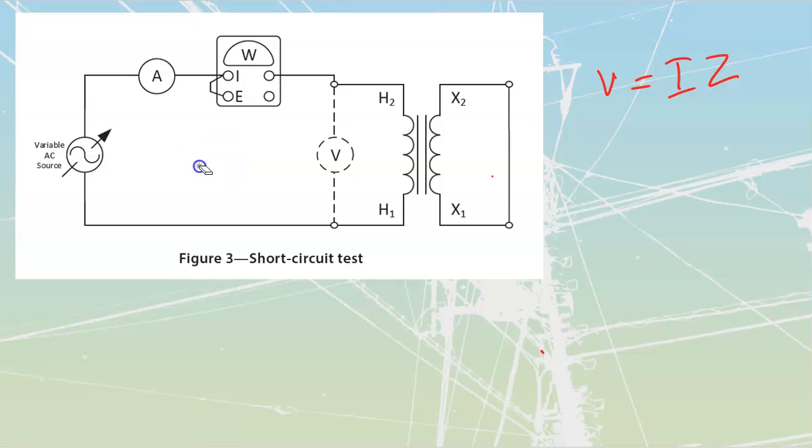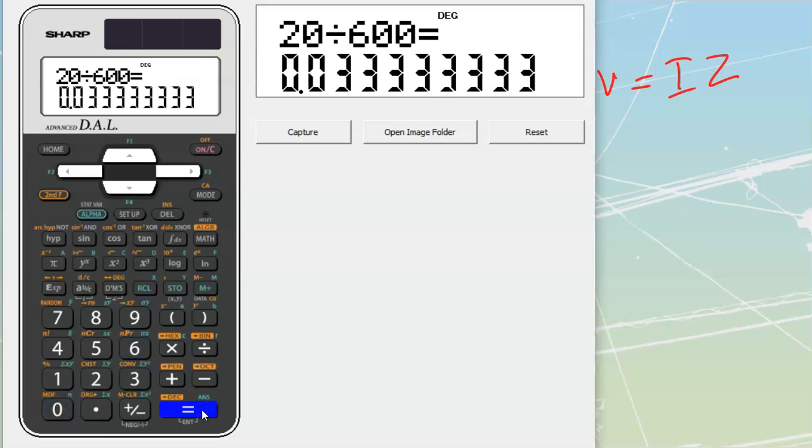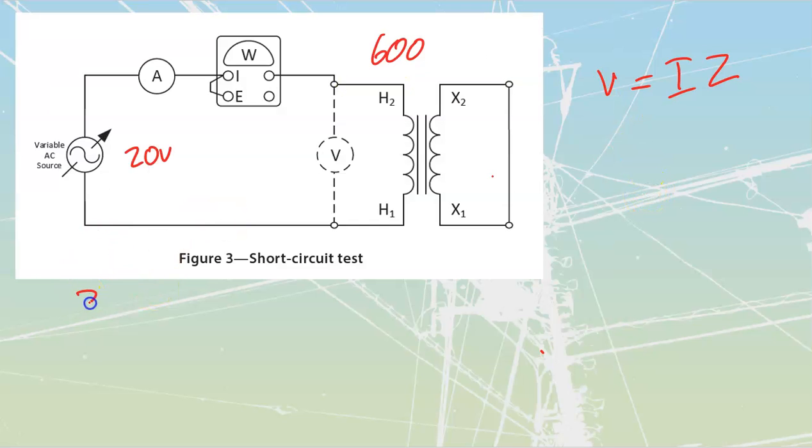In other words, let's say that I measured 20 volts as my voltage at my impedance over here, right? We did that VZ. I measured 20 volts. This thing was a 600 volt rated transformer. All I would have to do is say 20 divided by 600, and that is going to tell me that this transformer has a 3.3333% impedance.